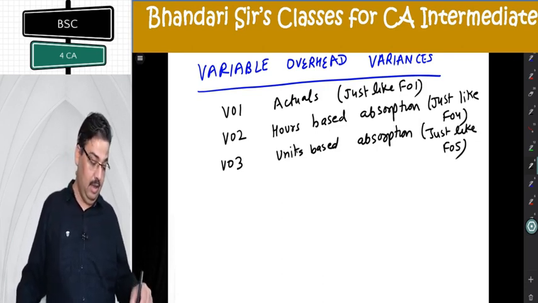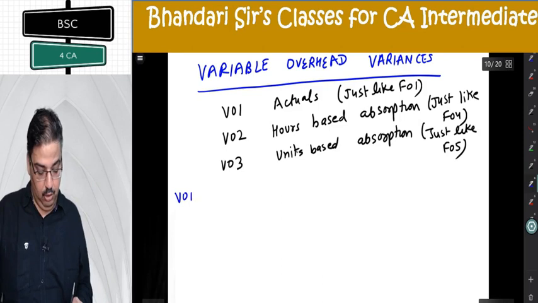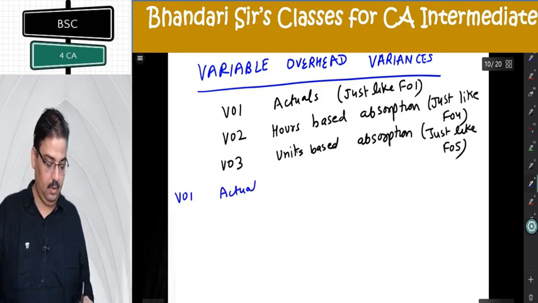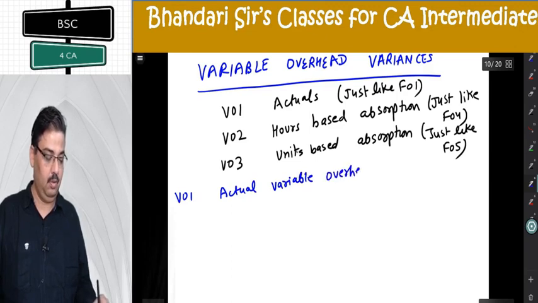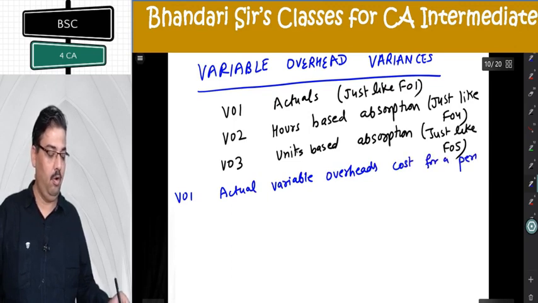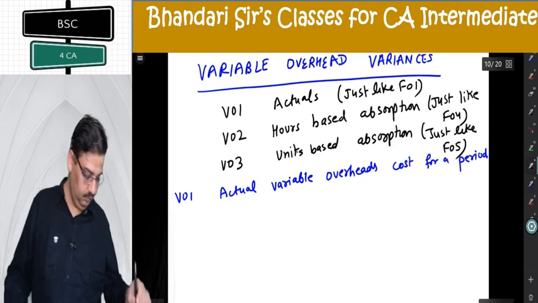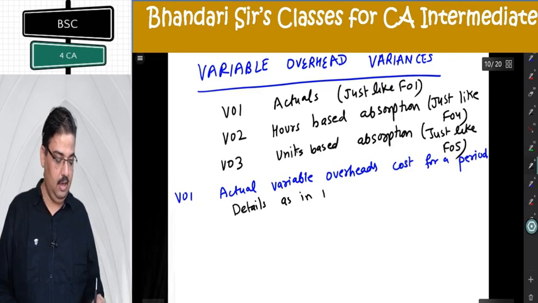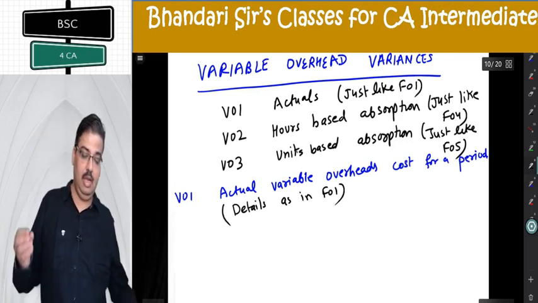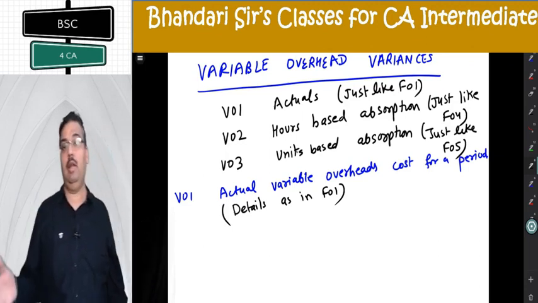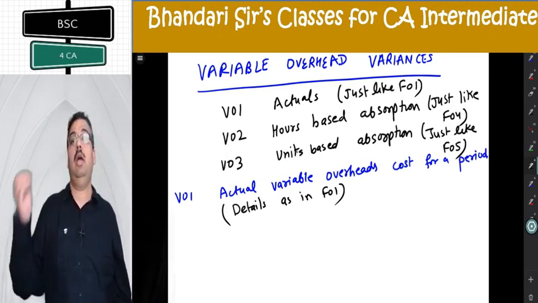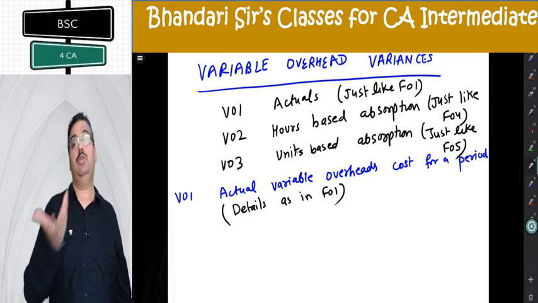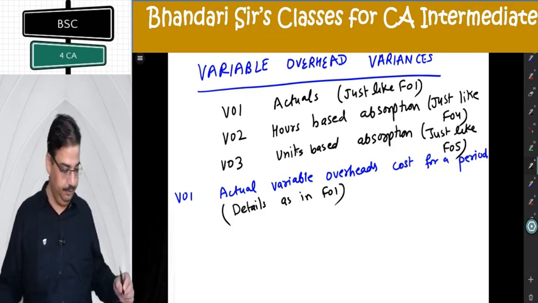So I am writing the headers here. VO1: actual variable overheads cost for a period. Details as in FO1. Means either it will be given, or actual variable overhead rate per hour into actual hours, or actual variable overhead per unit into actual units. So it is copied from FO1.